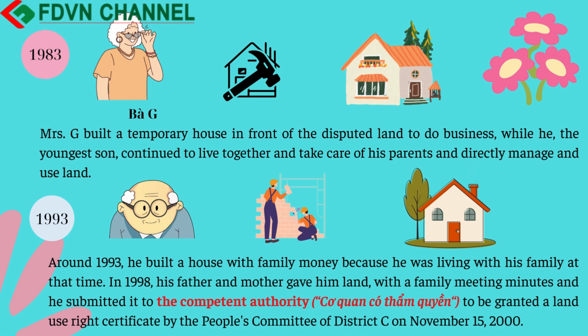Around 1993, he built a house with family money because he was living with his family at that time. In 1998, his father and mother gave him land, with a family meeting minutes, and he submitted it to the competent authority to be granted a land use rights certificate. In the same year 1998, he declared and registered according to regulations, and was granted a land use rights certificate by the People's Committee of District C on November 15, 2000.